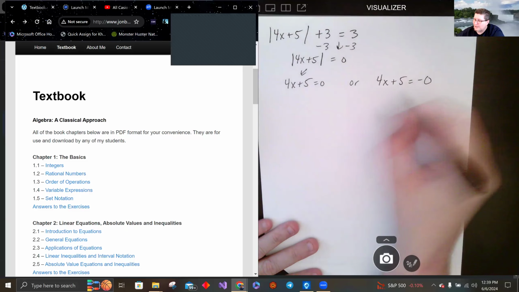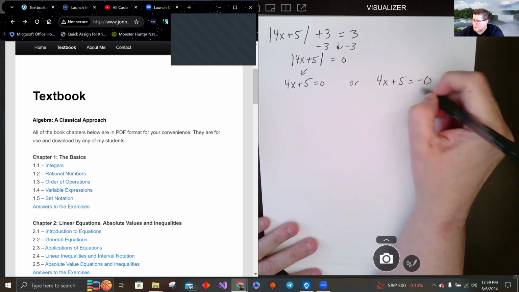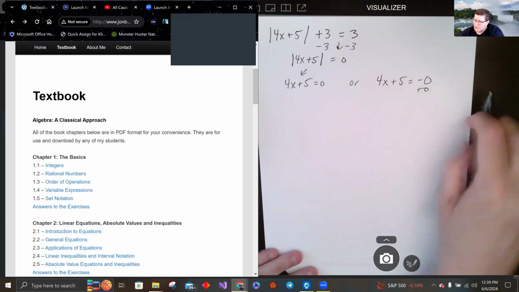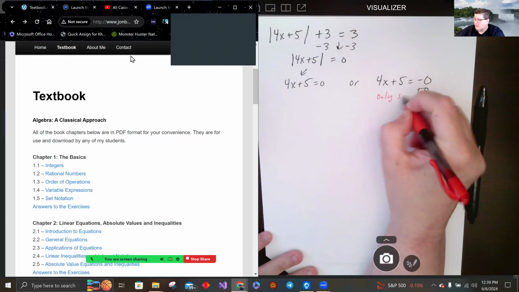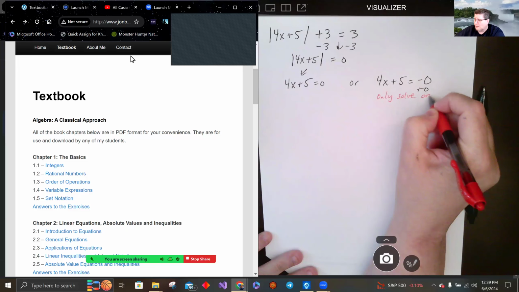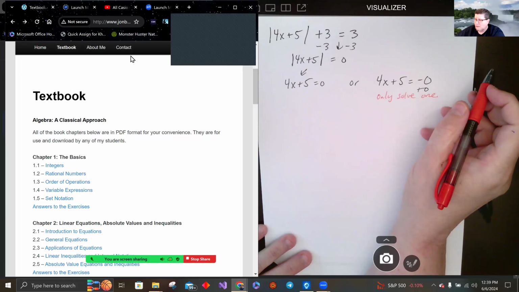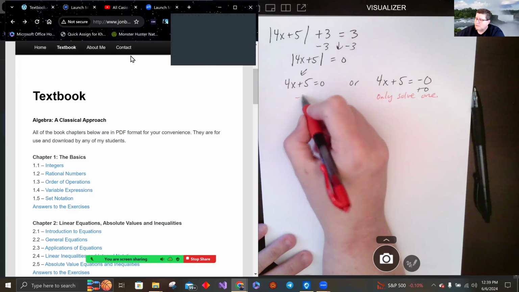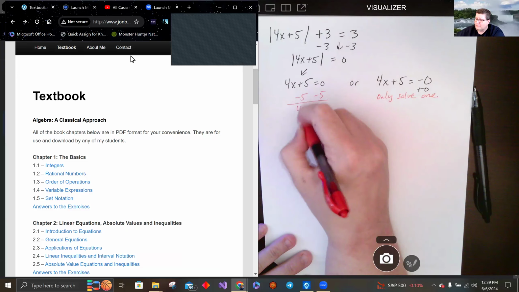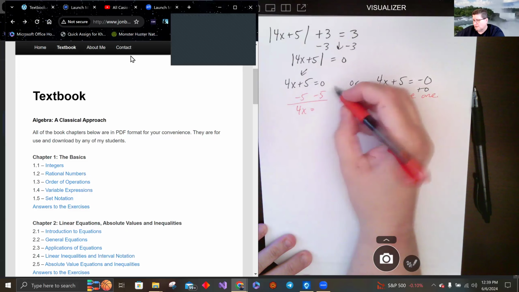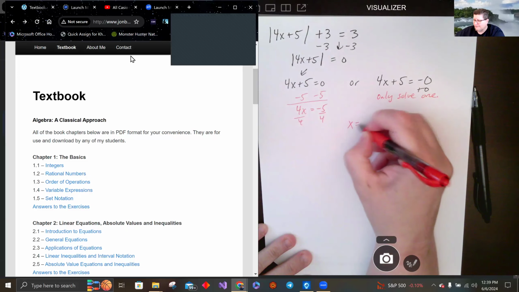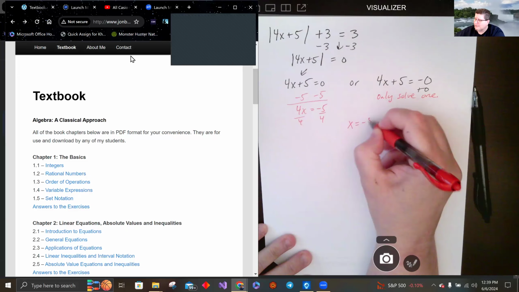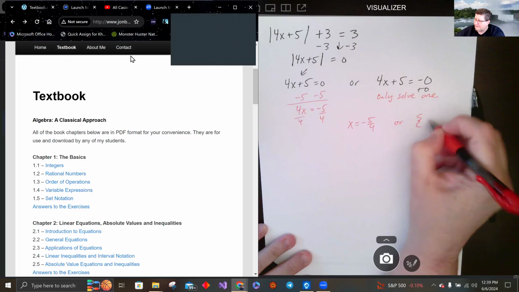These are the same equation. Negative 0 is the same thing as positive 0. So we only need to solve one. So subtract 5. Divide by 4. And we get x equals negative 5/4. Or in solution set, negative 5/4.